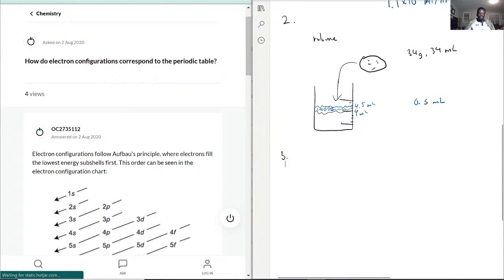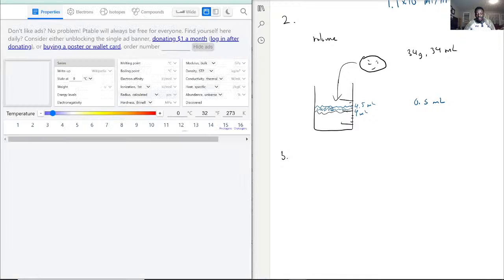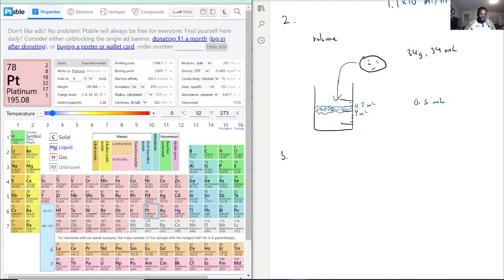How do electron configurations correspond to the periodic table? Me personally, I really like this question because as you can see here, the way the electrons are configured is because, well, not because, they like to go in pairs. So there are 4 types of shells you know about. There are S, P, D, and F.